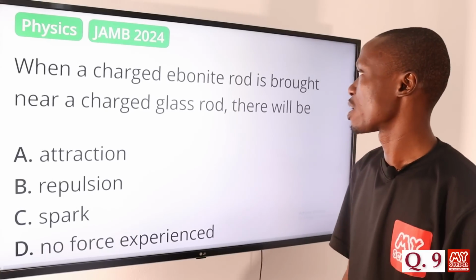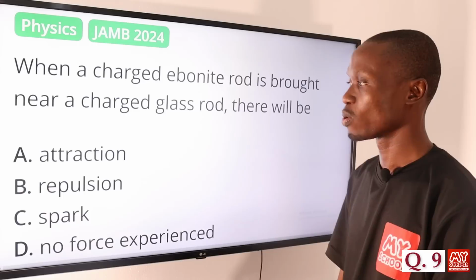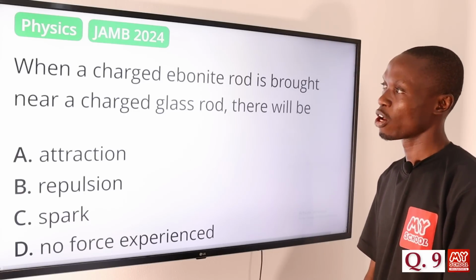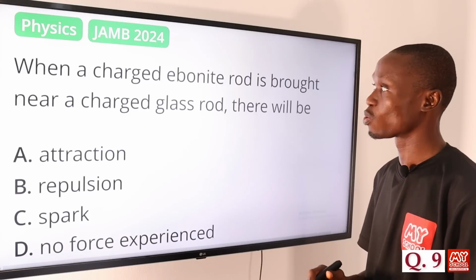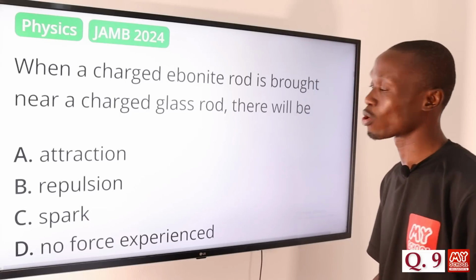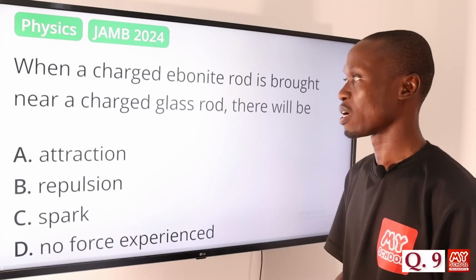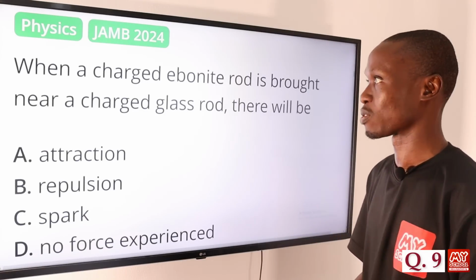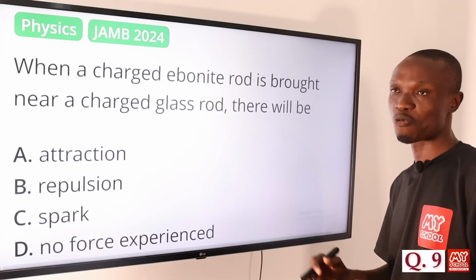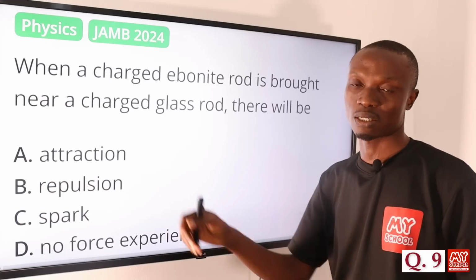Question 9. When a charged ebonite rod is brought near a charged glass rod, there will be A, attraction, B, repulsion, C, spark, D, no force experienced. An ebonite rod is charged by rubbing it with fur, so the ebonite rod will acquire negative charge, while a glass rod is charged by rubbing it with silk, and the glass rod will become positively charged. And remember that opposite charges attract. So when a charged ebonite rod is brought near a charged glass rod, there will be a force of attraction between the rods. So that makes option A the correct answer to this question.